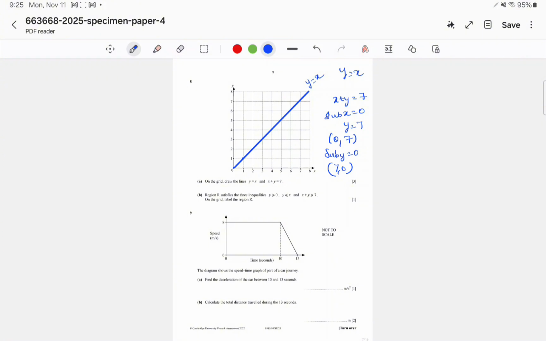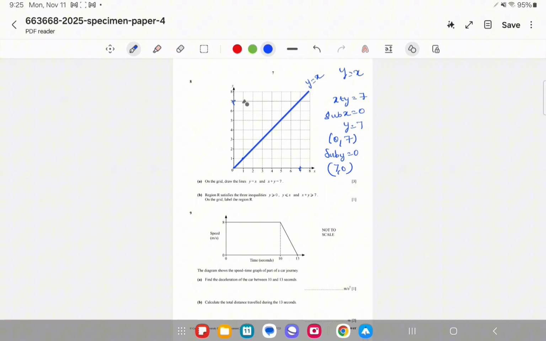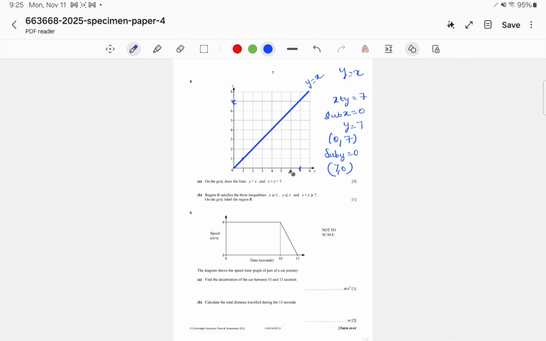So we will mark these points. It is 0 comma 7, x is 0 and y is 7. This is 1 point, and another one is y is 0, x is 7. We have to draw these two lines joining these points. I'll draw simply. This is the two lines. This graph I'm writing here is x plus y equal to 7. Two graphs we have drawn. First thing is completed. Can we go to the B question?